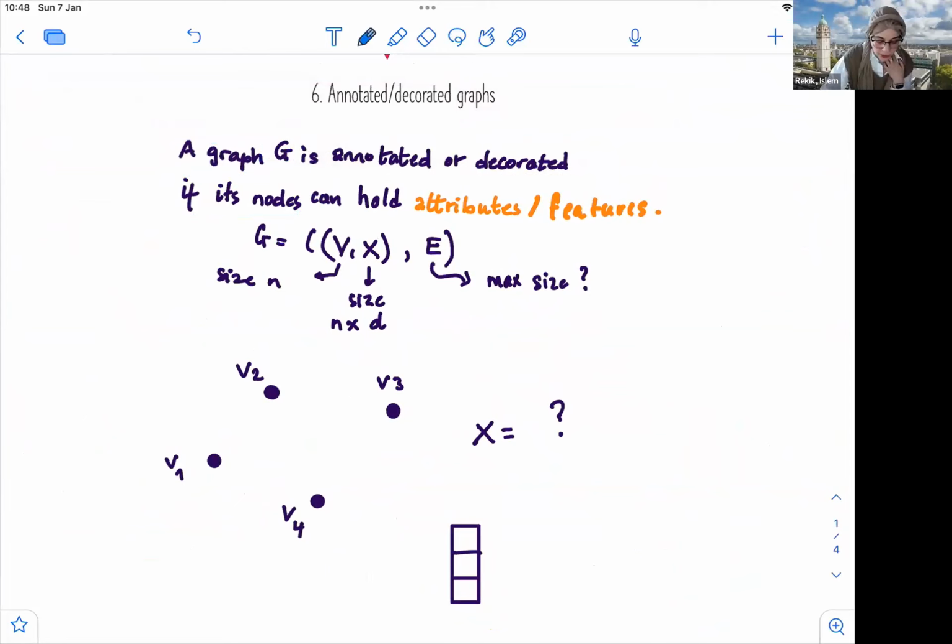When we have an annotated, or what we call a decorated graph, it means the graph has annotations or features that are assigned to all of its nodes. So now the graph is defined as a subset of V, and the feature matrix assigned to the nodes V. V is of size N, the number of nodes. X is a matrix of size N times D, which means N nodes, and each node has D features or D attributes. And E here is actually the number of edges.